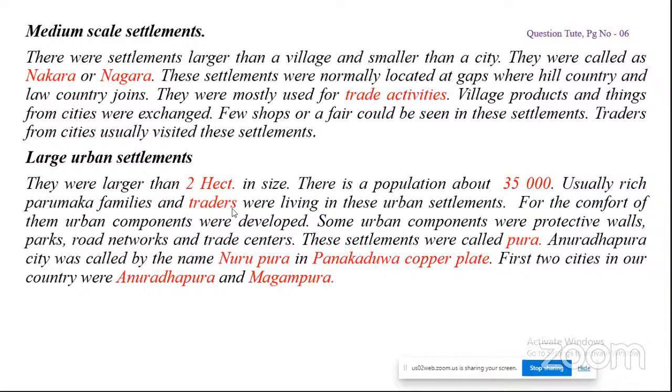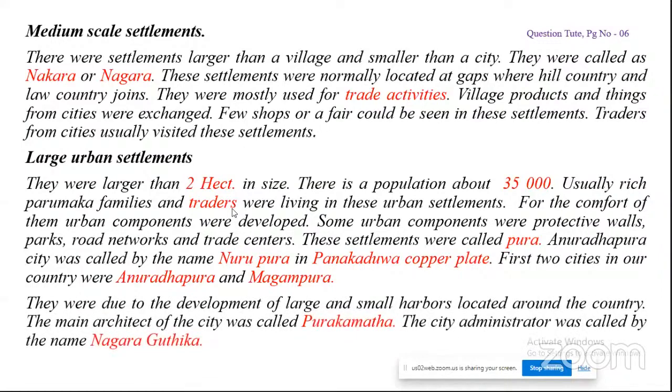For their comfort, urban components were developed. Some urban components were protective walls, parks, road networks, and trade centers. These settlements were called Pura. We know the two initial Pura, Anuradhapura and Magampura. Anuradhapura city was called by the name Nurupura in the Panakado Copperplate. The first two cities in our country were Anuradhapura and Magampura.